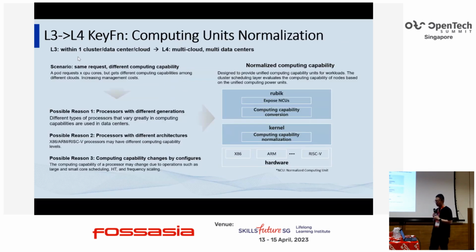And level 4. Remember that in level 3 we deploy in one cluster or one cloud. But at level 4, we hold that we can use multi-cloud or multi-data centers. So the customer may face one scenario: he has a pod request for some CPU cores, and he may get different computing capabilities among different clouds, which increases his management costs because he has to maintain different configurations in different clouds. Why has it happened?